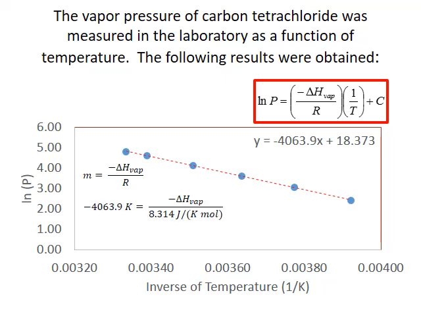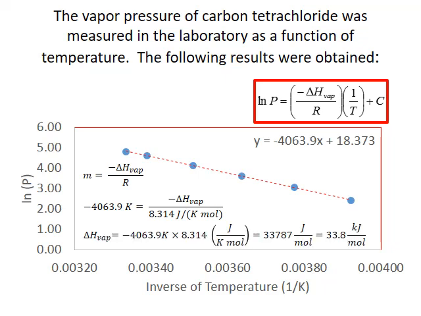We can set the slope calculated during the linear regression, negative 4063.9 Kelvin, equal to the negative of the enthalpy of vaporization divided by the ideal gas constant R, or 8.314 joules per mole Kelvin. We can then rearrange to solve for the enthalpy of vaporization by multiplying both sides by 8.314. This gives us 33,787 joules per mole, or 33.8 kilojoules per mole. Each mole of carbon tetrachloride that goes from the liquid to the vapor phase must absorb 33.8 kilojoules of heat. In this way, we've solved for the enthalpy of vaporization for carbon tetrachloride.